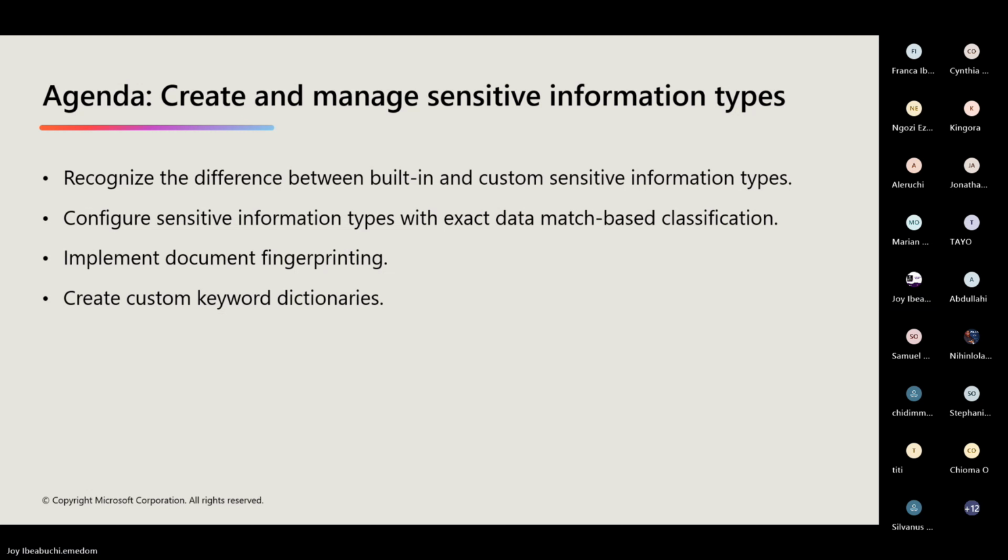In this learning part, we'll look at how we recognize the difference between built-in and custom sensitive information types. How do we configure sensitive information types with exact data match based classification? How do we implement document fingerprinting, and how do we create custom keyword dictionaries?